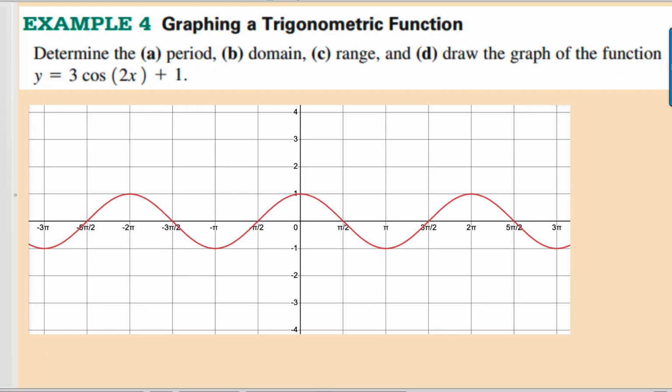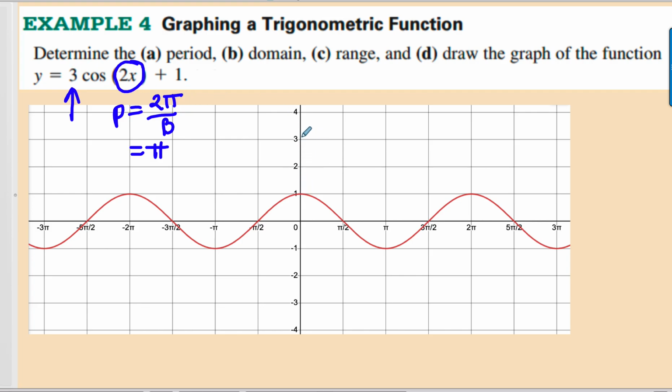So let's use this information to help us answer these questions. We want to find the period, domain, and range, and draw the graph of this function. Okay, so right here we can see that there's going to be a period change. Remember, the period is equal to 2 pi over B. And so since B here is 2, then our period is going to be pi. So this is going to be a shrink. And while it's a shrink, there's also a stretch going on here. There's a vertical stretch.